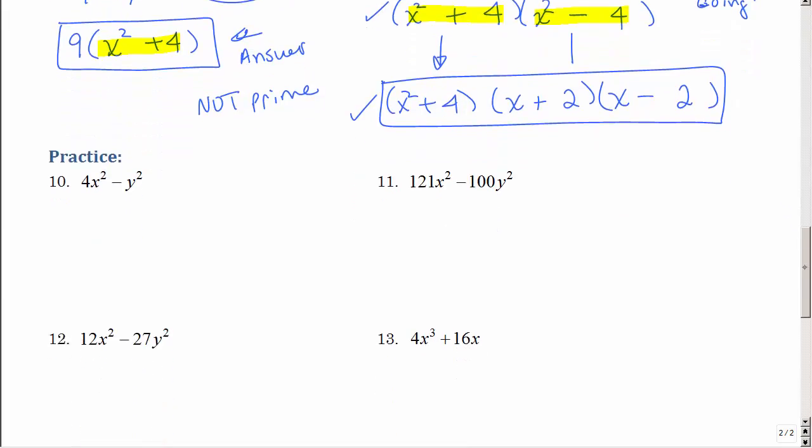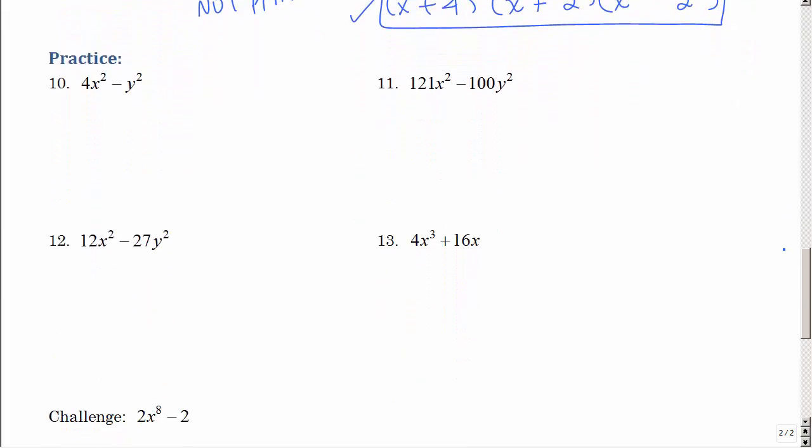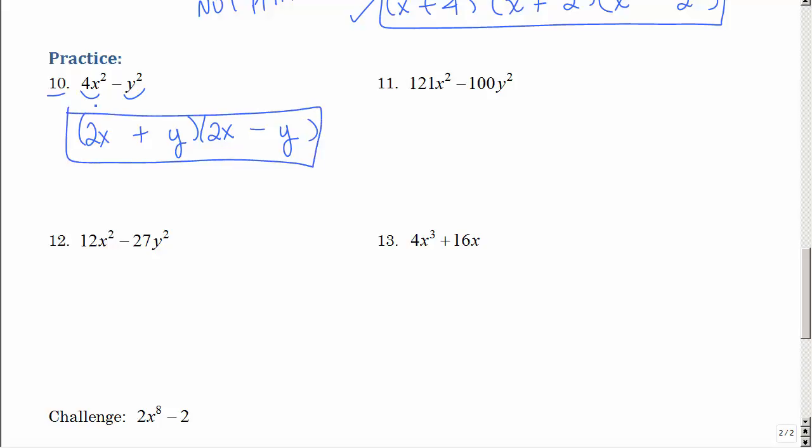Now let's just do some practice problems. On this one, do we have the difference of two squares? Yes, we do. 2x times 2x is 4x squared. Y times y is y squared. And we need a plus and a minus. No GCF, that's one step, you're done.